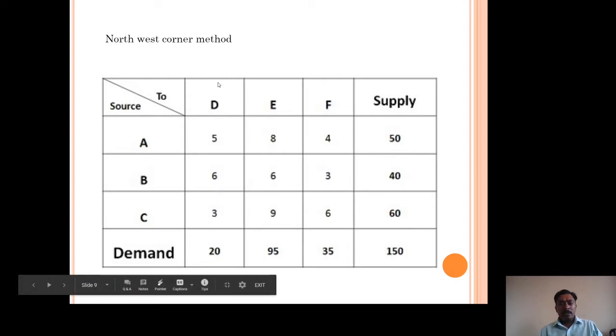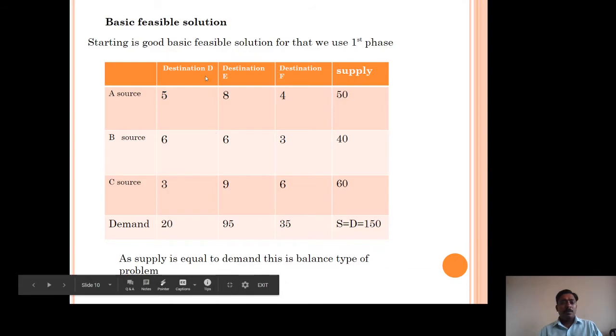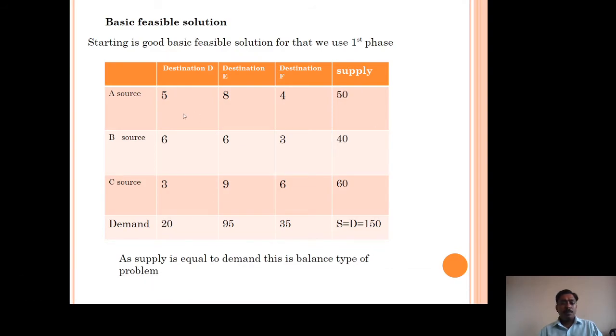So you can delete this, you can just mark one vertical line over here. It indicates that there is no requirement left for the destination D. Now next the remaining, so I will show on the slide. So the same problem is shown here. Okay, so 20 is allocated here.